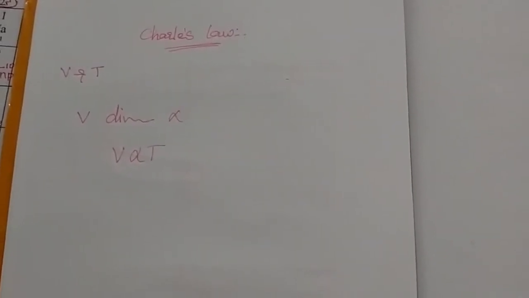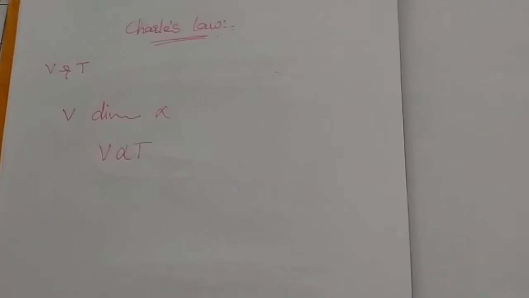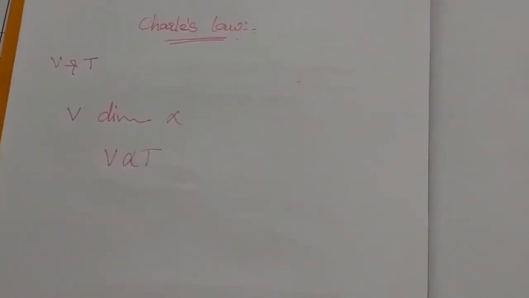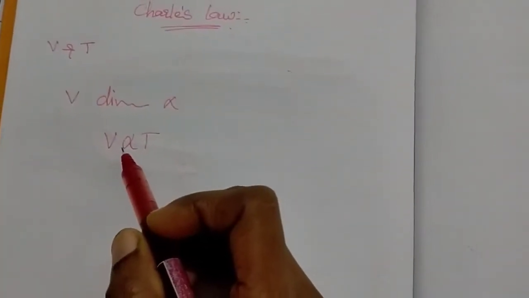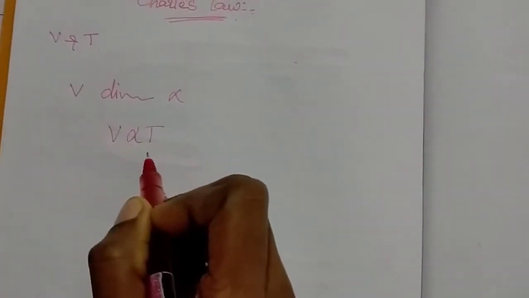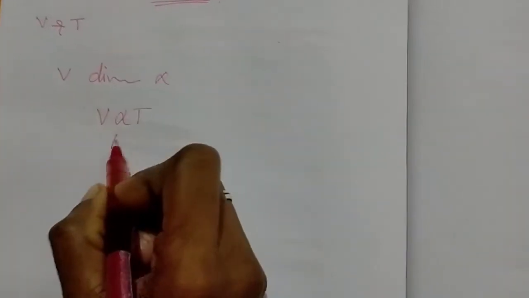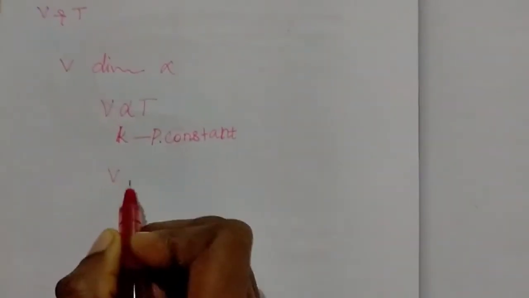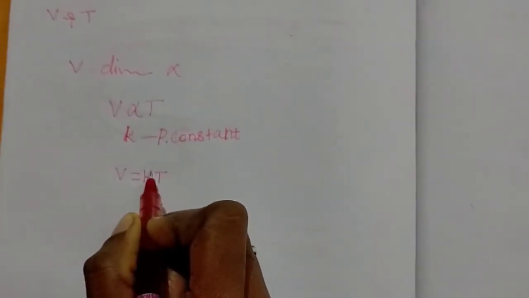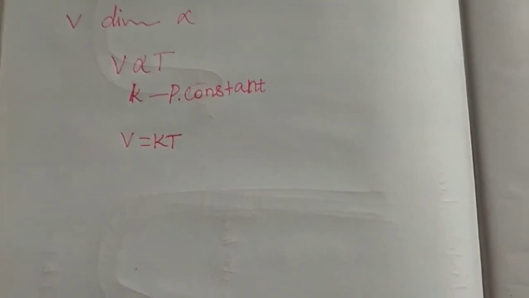The relation between volume and temperature will differ, but at constant pressure and a constant number of molecules in that particular system, volume is directly proportional to the temperature T. We can remove this proportionality with the proportionality constant K, which we already used in Boyle's law. So we can write V is equal to KT.